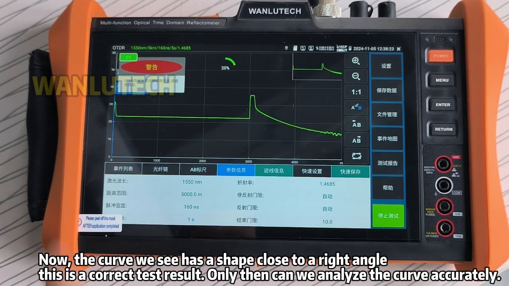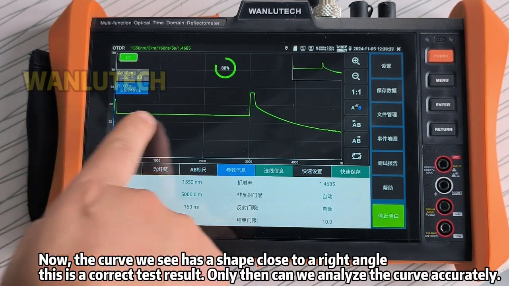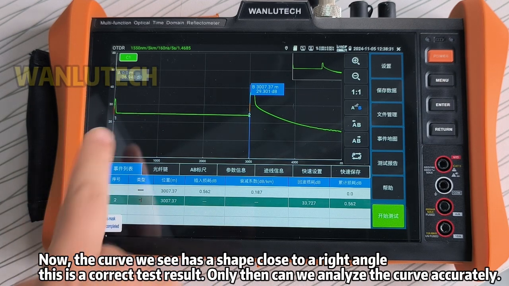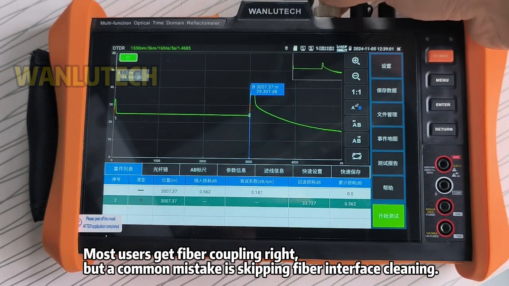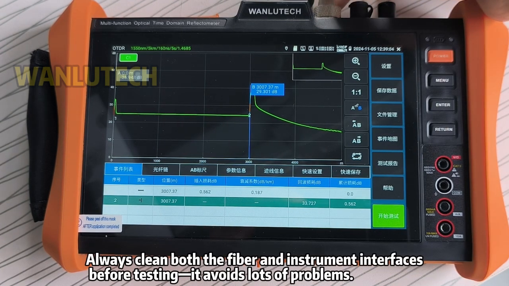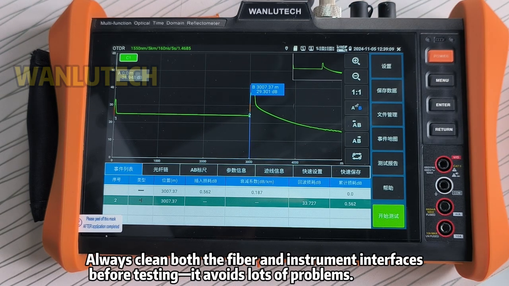Now, the curve we see has a shape close to a right angle. This is a correct test result. Only then can we analyze the curve accurately. Most users get fiber coupling right, but a common mistake is skipping fiber interface cleaning. Always clean both the fiber and instrument interfaces before testing. It avoids lots of problems.